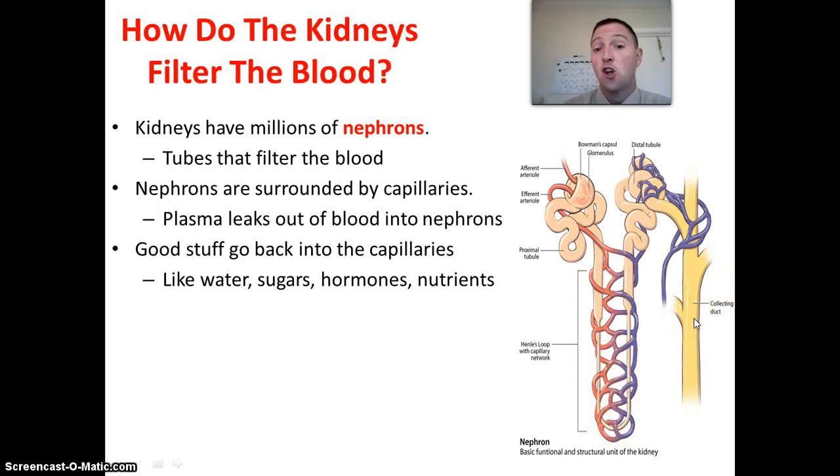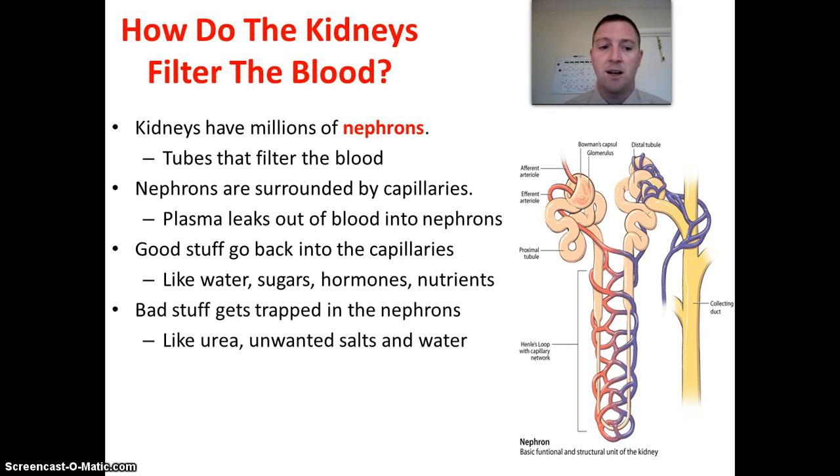So the good stuff, which comes out up here at the top, goes back into the capillaries. See, it's surrounded by capillaries. The sugar, the water that you need, the hormones that you need, the nutrients that you need go back in. So we dump everything out. It's like a messy drawer in the desk. We dump everything out on the table. The good stuff goes back in the drawer. The bad stuff goes into the garbage.